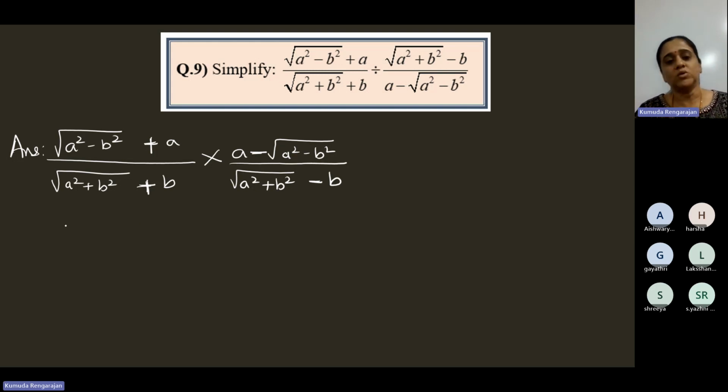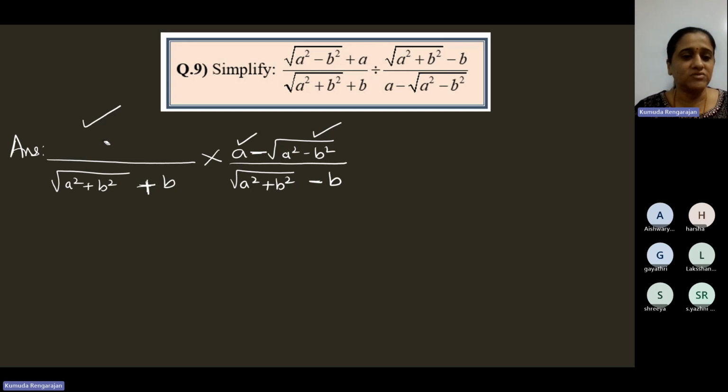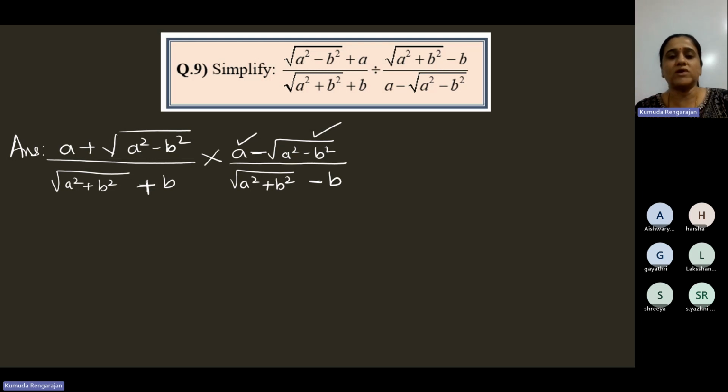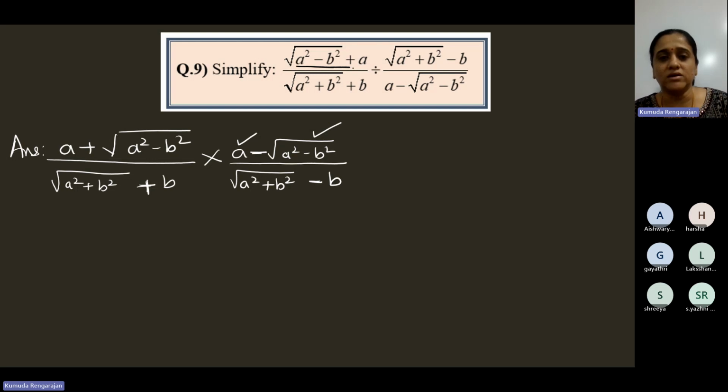All right. Now you can see in the numerator we have the same terms. Can you see here a and a here? And can you see square root of a square minus b square, square root of a square minus b square? You have the same terms. Now, if we rearrange, look at this numerator. If I write this as a plus square root of a square minus b square, look at the numerator given in the question and what we have written here. It was given like this in this order.